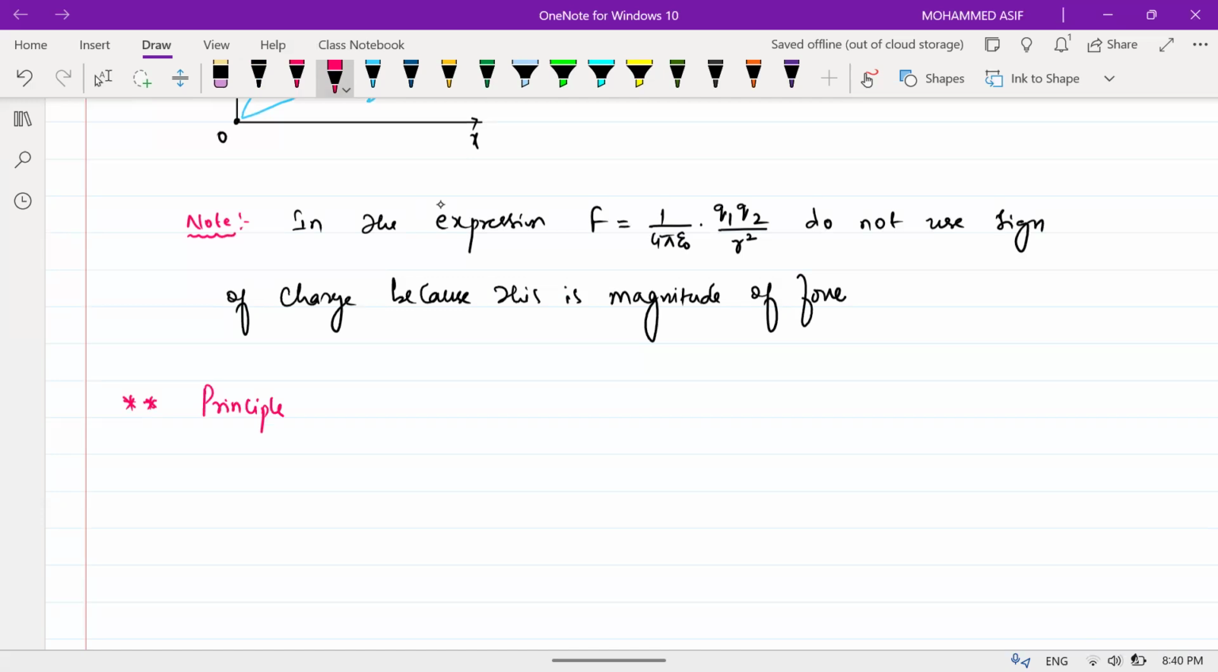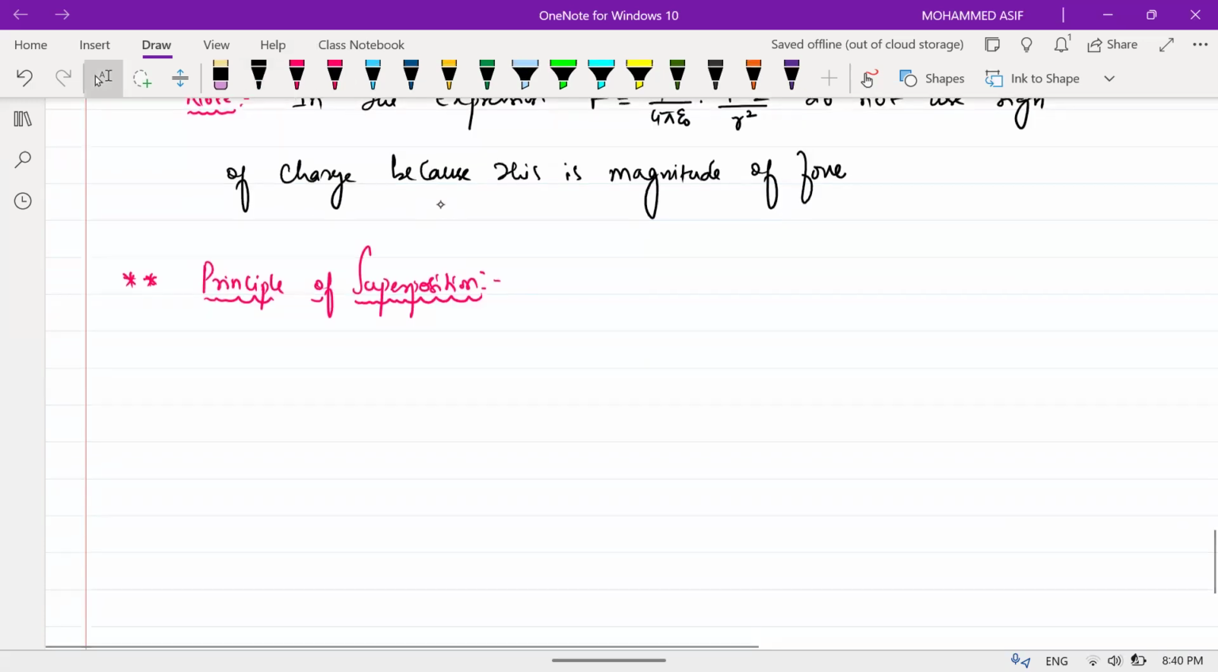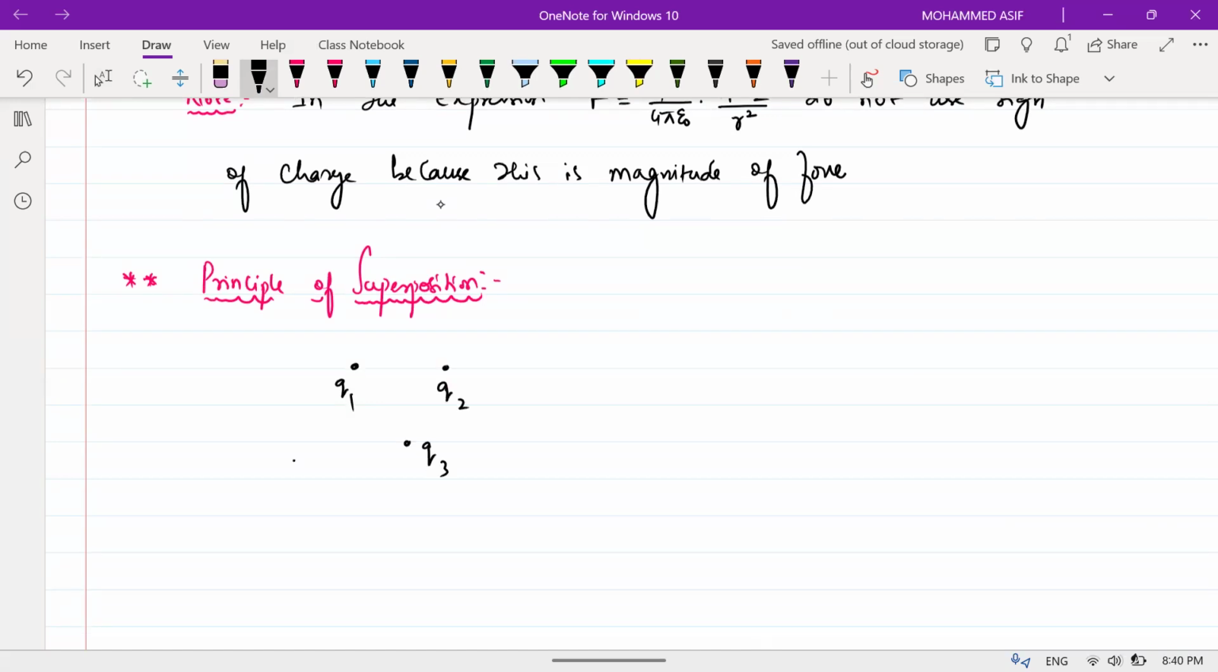Principle of superposition. What do you mean by principle of superposition? That means if the charges are more than two. Till now we have done how many charges? Only two charges. Like say there is one charge here Q1, here Q2, here Q3, here Q4, here Q5, here Q6, and somewhere here Q7. Like that we are having more than two charges.